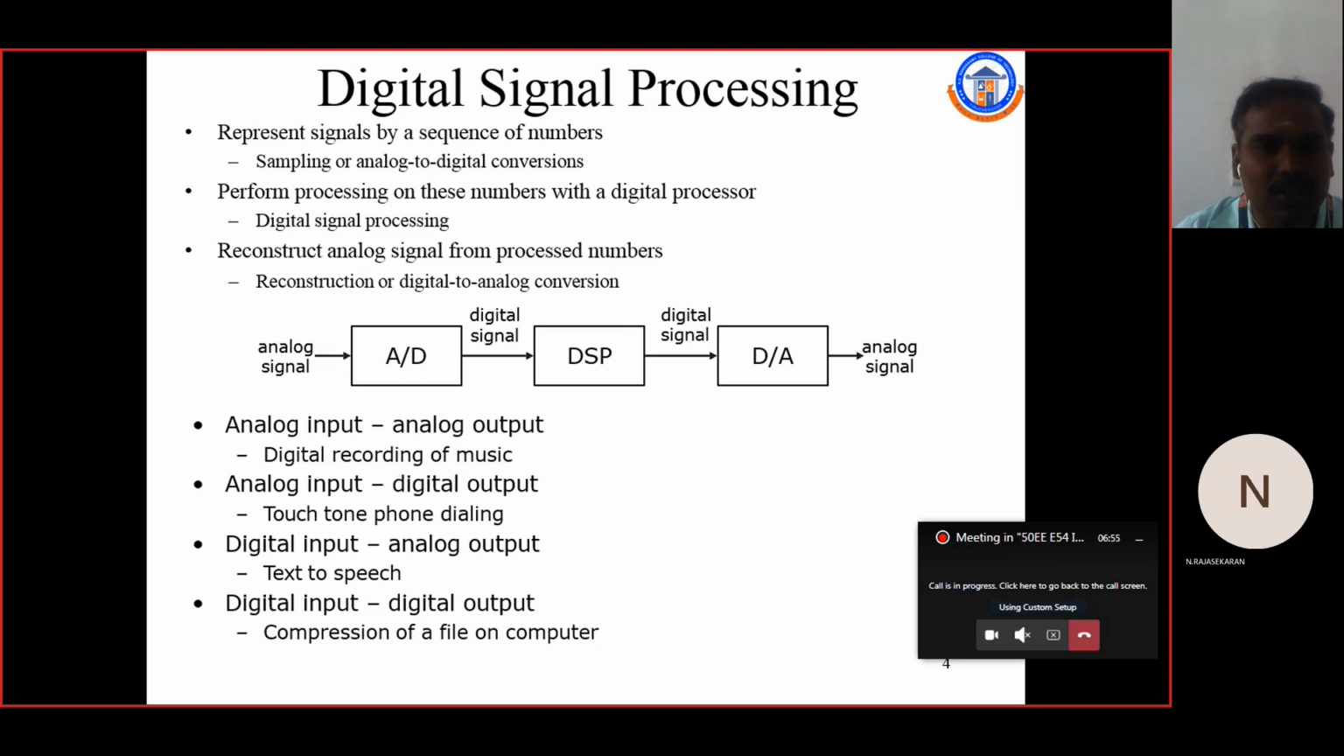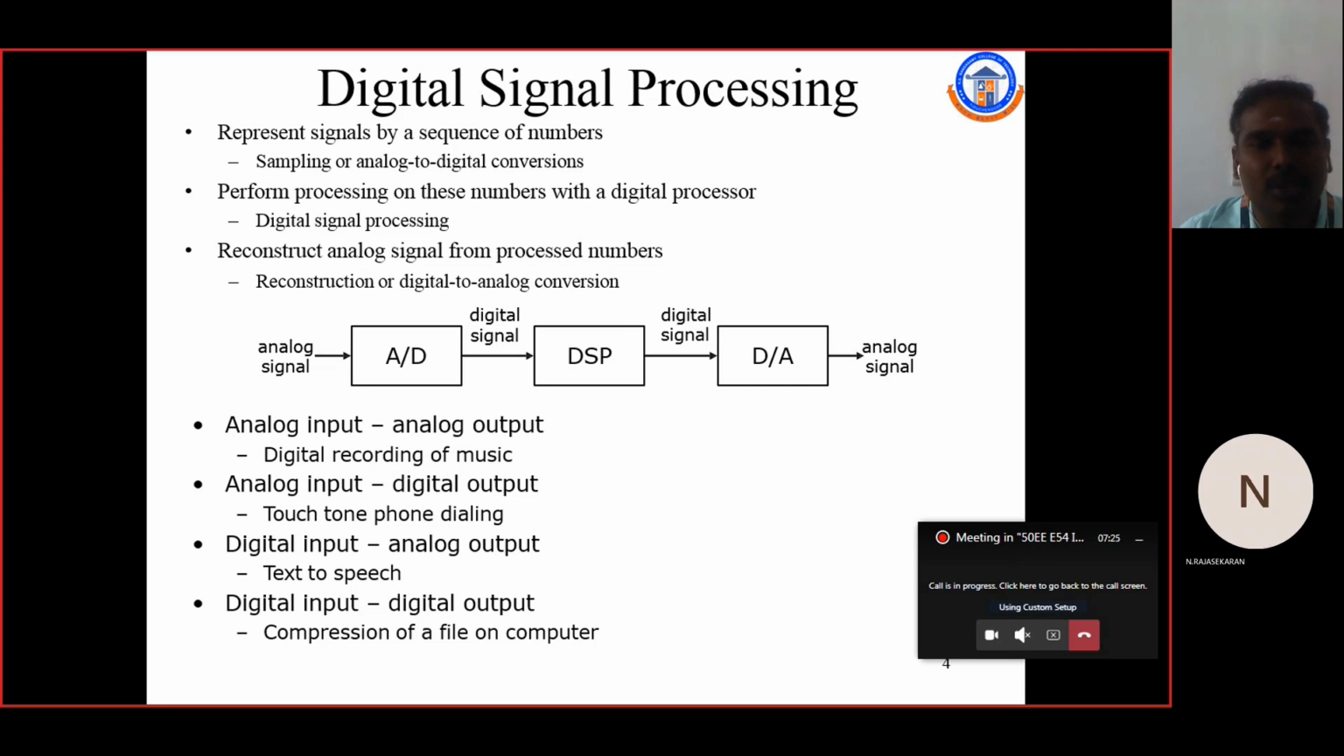In analog to digital conversion we have a certain setup. In this setup we convert the analog signal into the digital platform. We perform processing on these numbers with a digital processor, and reconstruct the analog signal from the processed numbers. So we can convert analog data into digital data, and after the requirement is met, we can convert the digital data back into analog data.